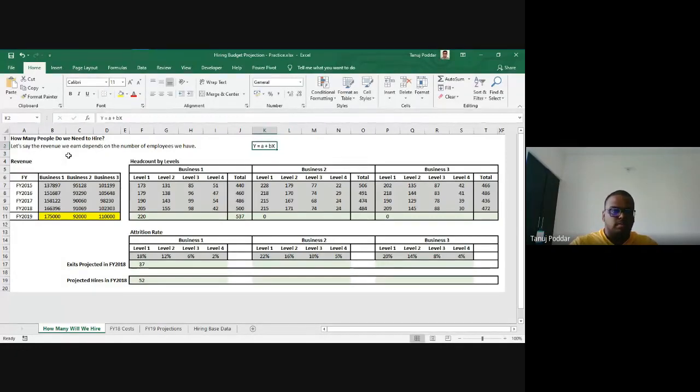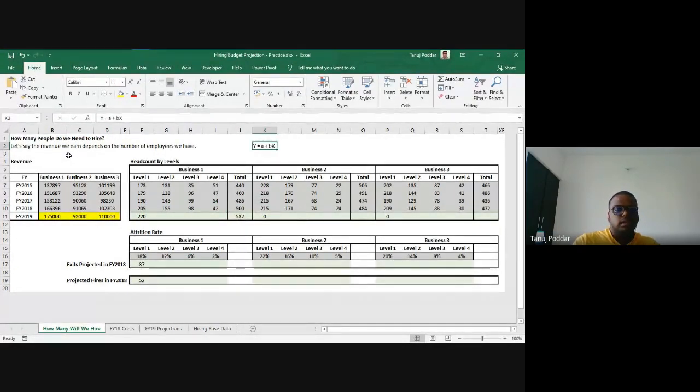right? This is a mathematical relationship where y is the variable that you're trying to find out. So the headcount is dependent upon a plus bx, where a is a constant and x is the independent variable. So the x basically helps define y. So that is a simple relationship that we follow.